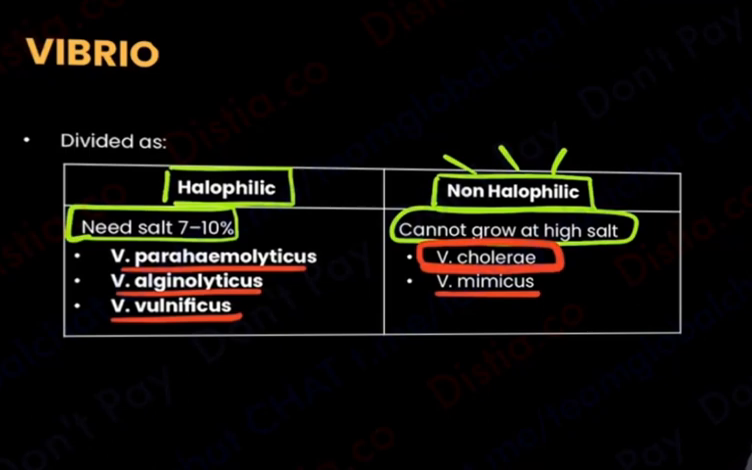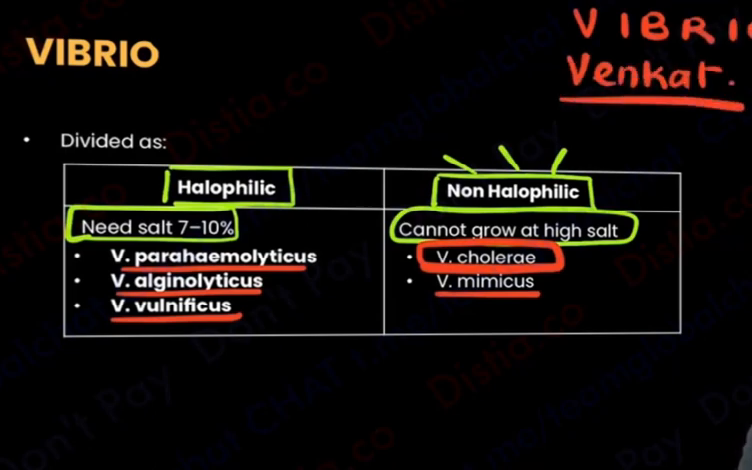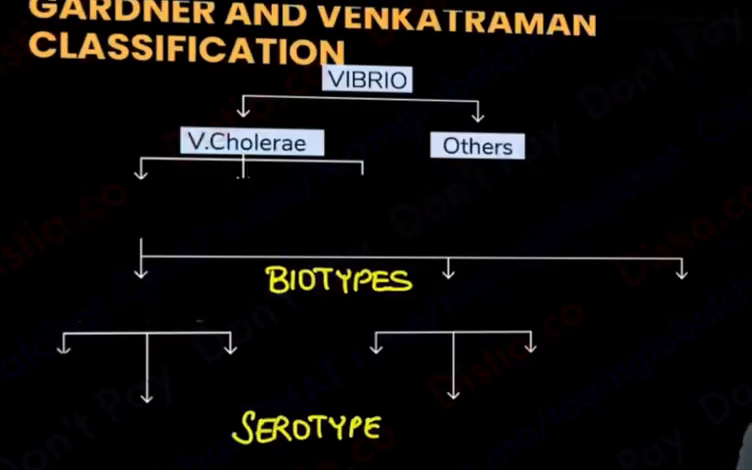and there is a famous classification that we have. Please note that everything for Vibrio is going to start off with the name Venkatraman Ramakrishnan. Everything about Vibrio has been given by this scientist. So please note there is a Gardner and Venkatraman classification that we have. When I tell you about some culture media also, they will have the same name, that is the Venkatraman.